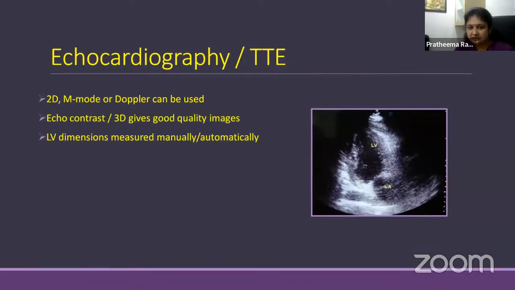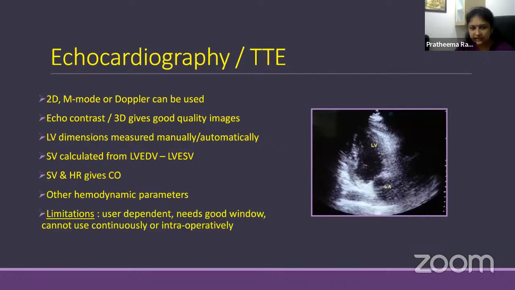And all the LV dimensions we can measure manually or automatically. This is basically like a Ryle's tube or an endoscopy. We just put the probe into the esophagus, and we see from the back side of the heart. And with calculations and measurements, it gives the cardiac output and other hemodynamic parameters. But the limitation is we need a good window. It cannot be kept there for time immemorial. We cannot continuously monitor. We can just keep it for some time till the surgery is over and take it off.